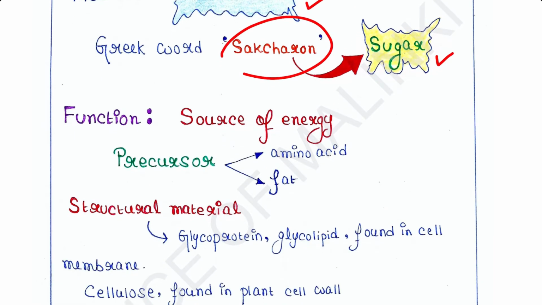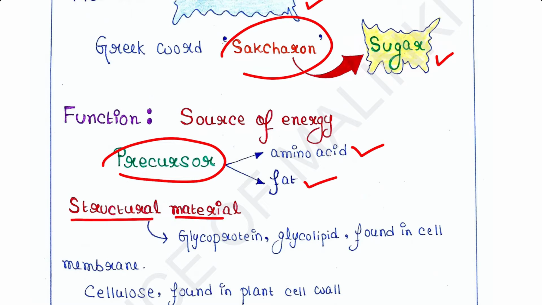Function. Carbohydrates are main source of energy for all organisms. Carbohydrates are precursors for many organic compounds such as amino acids and fats. Carbohydrates are structural materials. For example, carbohydrates such as glycoproteins and glycolipids participate in the structure of cell membrane.